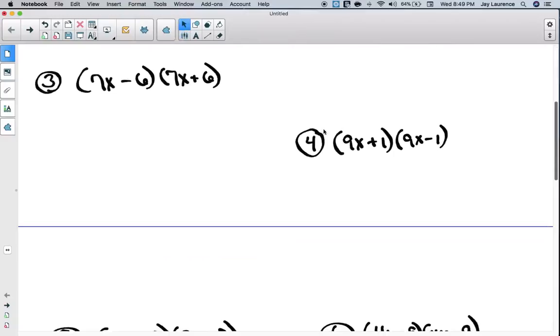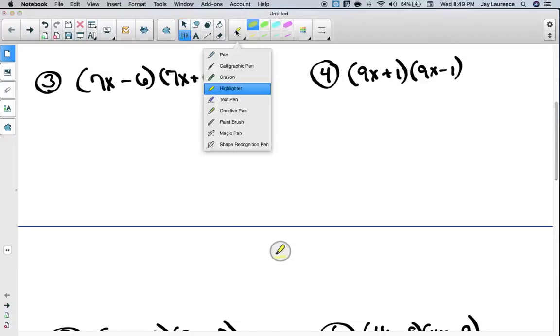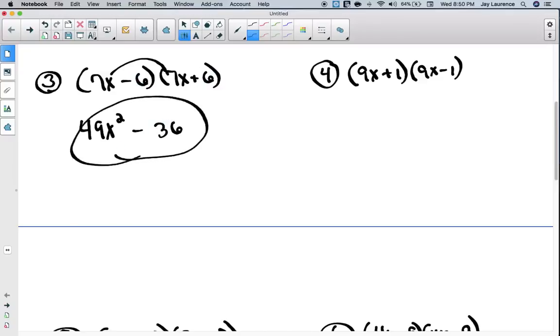Well, I can tell you this, quite honestly, problems 3 and 4 are super simple to double distribute. I don't have to do all the work I just did because I've got a 7x minus 6 and a 7x plus 6. All I've got to do is square the 7x and square the 6, and there's a negative because -6 times 6 is -36. And there you go. I just multiplied it without doing all the steps.